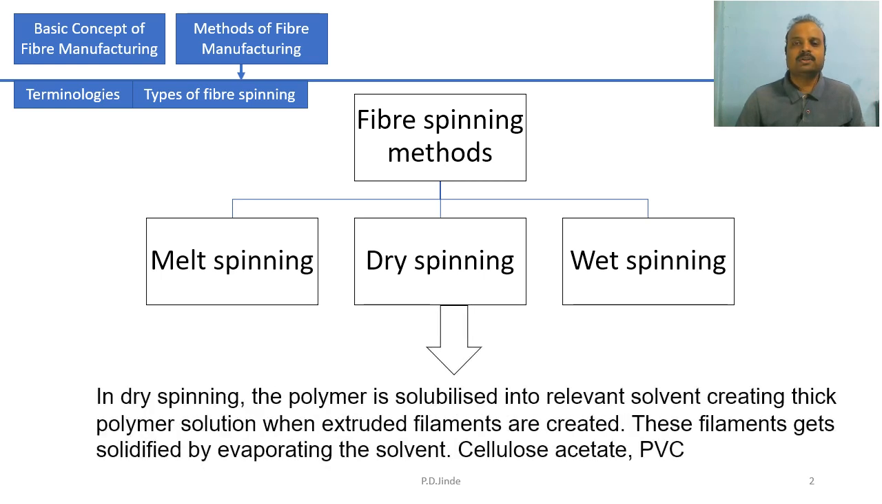The second important spinning method is dry spinning. In dry spinning, the polymer is solubilized into a relevant solvent and converted into a polymeric solution. When the polymeric solution is extruded, filaments are created. These filaments get solidified by evaporating the solvent. PVC and cellulose acetate are examples of fibers produced through dry spinning technology.